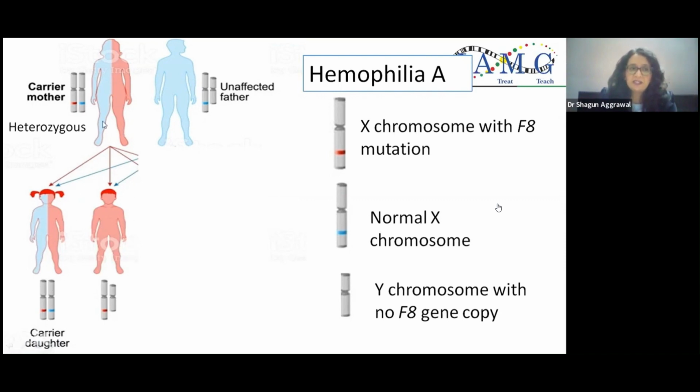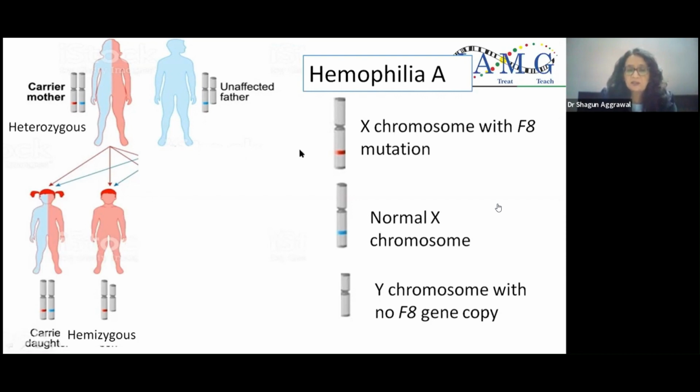However, if this lady passes on this mutation to her male child, there is not going to be another protective X chromosome. The other sex chromosome he gets is the Y chromosome from the father, which does not have the F8 gene. So this boy does not have any normal copy of the F8 gene, and he is going to manifest this condition, or be affected with hemophilia A. Such males are called hemizygous for the particular mutation.